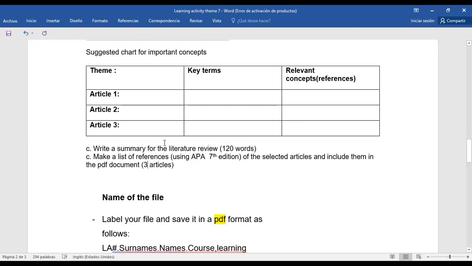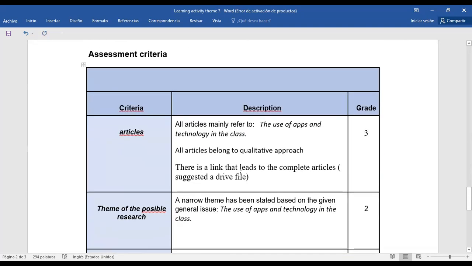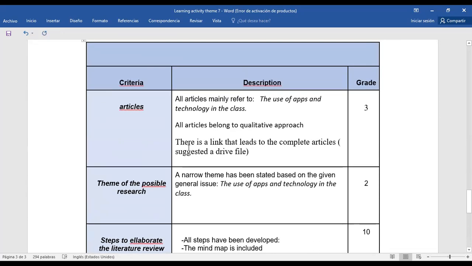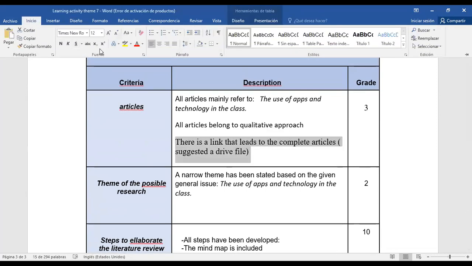You are not going to include the articles in the PDF because there are 3. What are you going to do? I remember it was here. Here. You are going to link the articles.